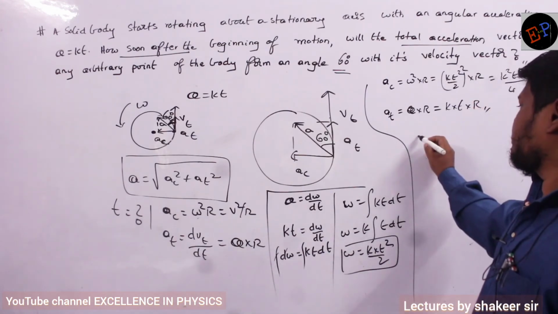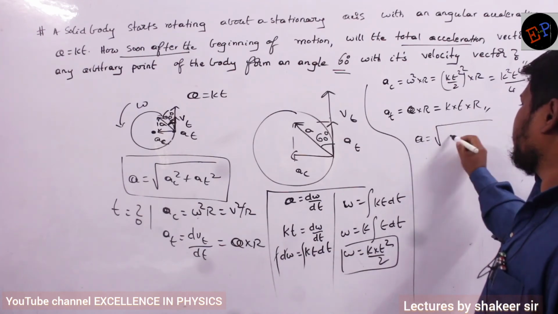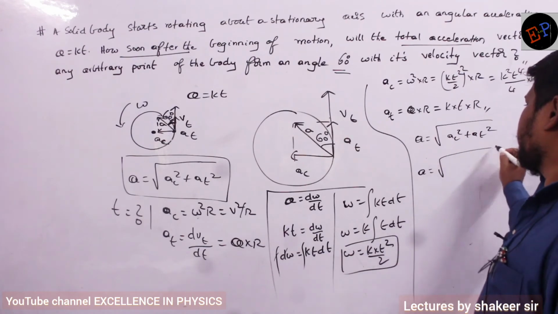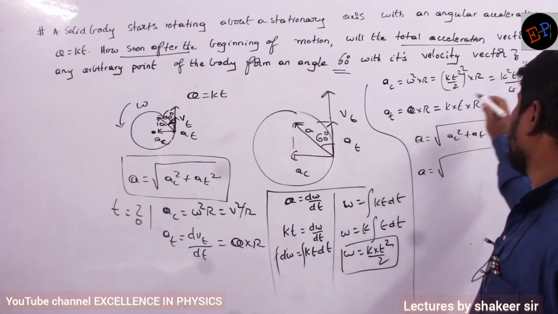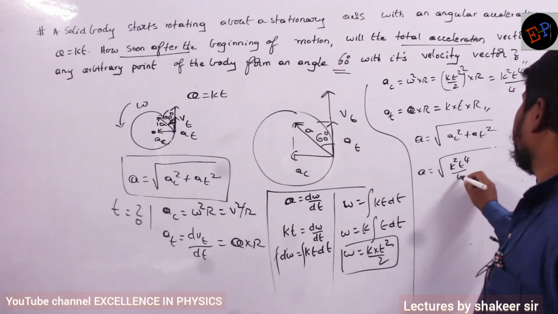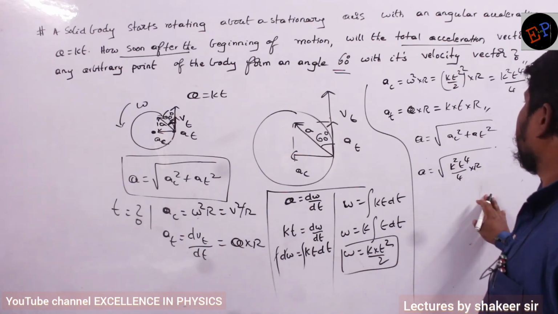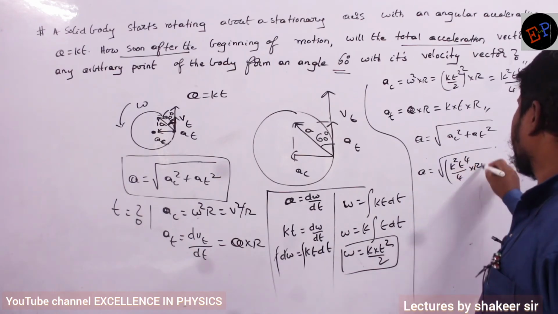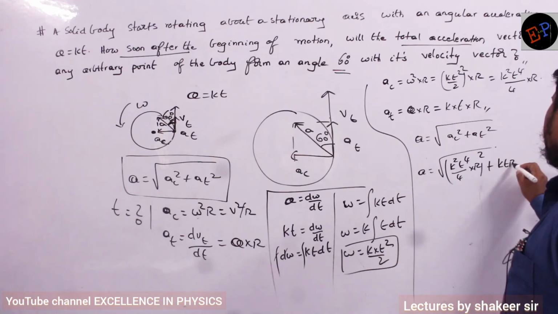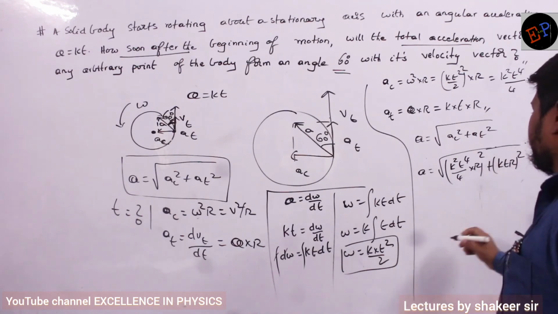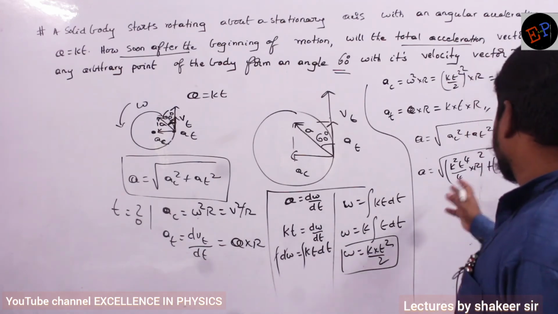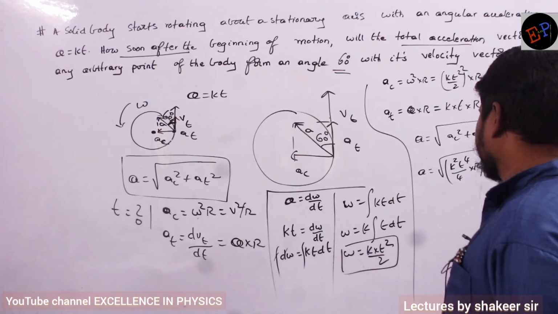Then what is the total acceleration? Total acceleration a is equal to the square root of ac square plus at square. So a is equal to the square root of centripetal acceleration, k square t power 4 divided by 4 into r, whole square, plus at square, where at is kt into r, whole square. Clear? So this is the total acceleration. Are you able to understand? So we will try to simplify this.